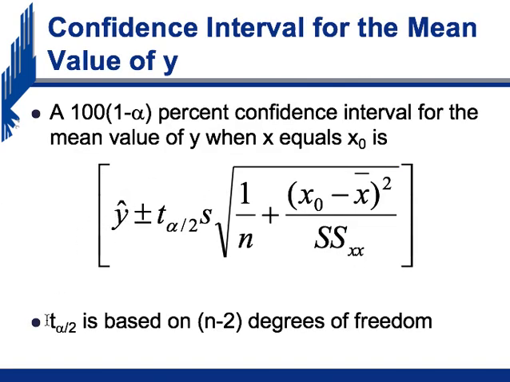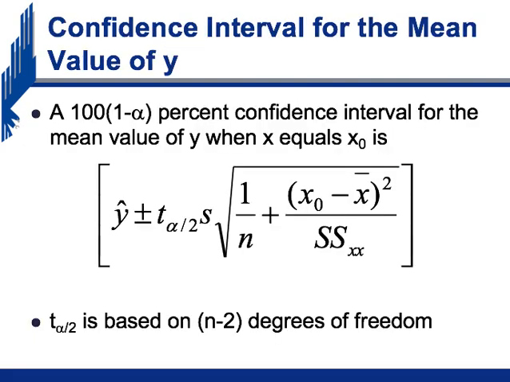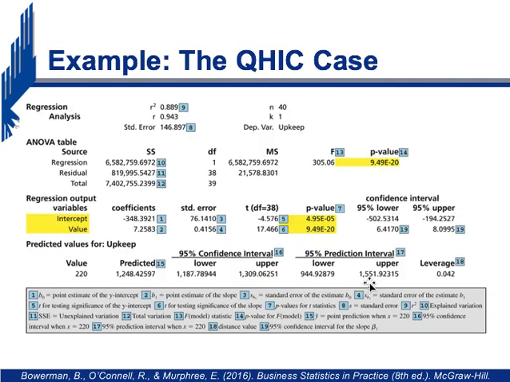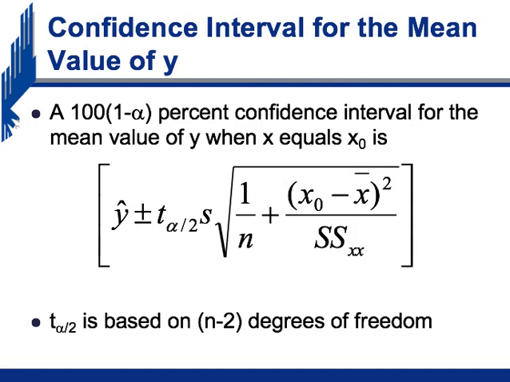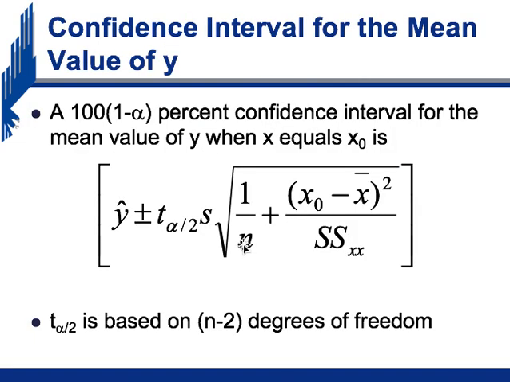Now, the t-score can be obtained from the t-table. So here, the dataset is from a sample of 40. So degrees of freedom will be 38. So the corresponding t-score with degrees of freedom of 38 and an alpha of 5%, this is a 95% confidence interval, will give us a t-score of 2.024. Now the s here can be determined using the formula shown earlier, or that is the standard error shown here. That's 146.897.